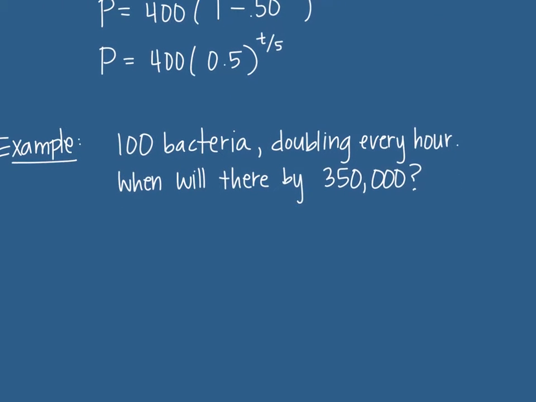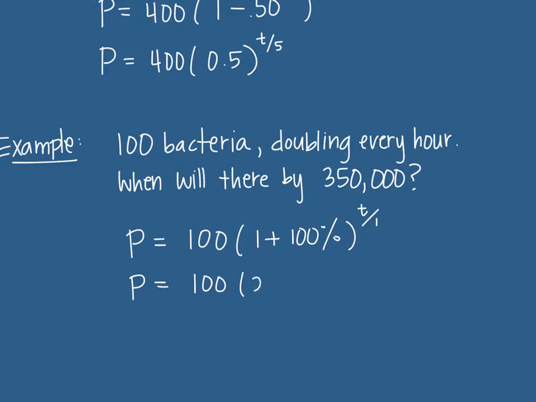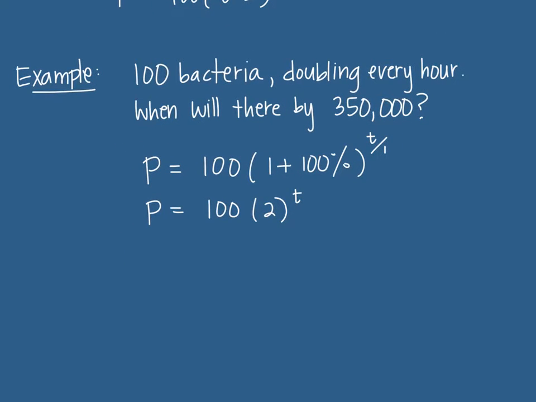So first you want to write your model. P equals 100 bacteria. Doubling is 1 plus 100% growth. Every hour is t divided by 1. This is happening every single hour. So we know 1 plus 100% is 2. And then it's just to the t. We want to know when it's going to be equal to the population now, being 350,000. So where do I put 350,000? In for time. So 350,000 goes in for time.